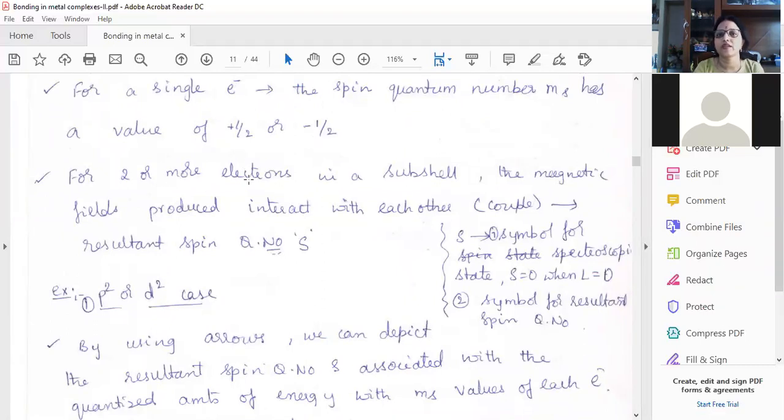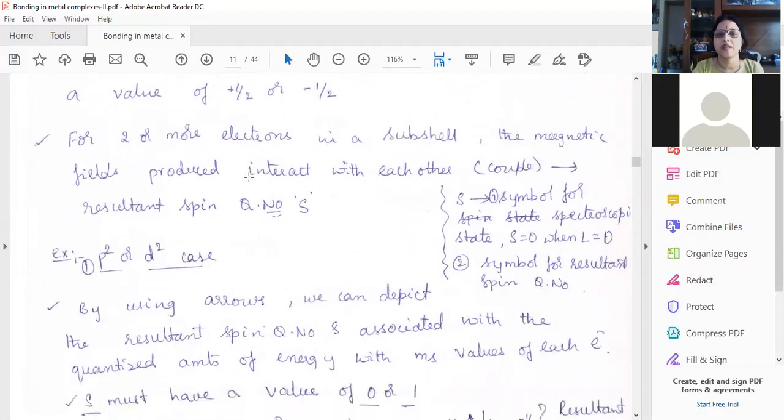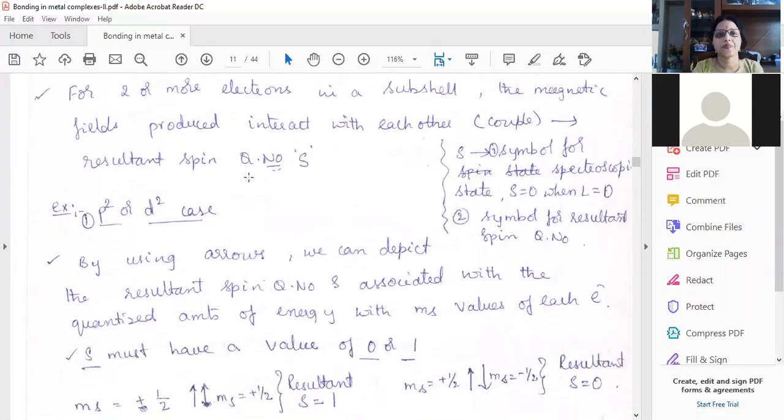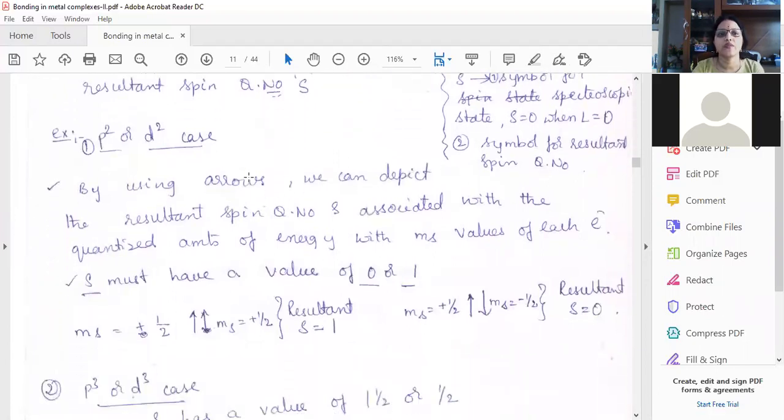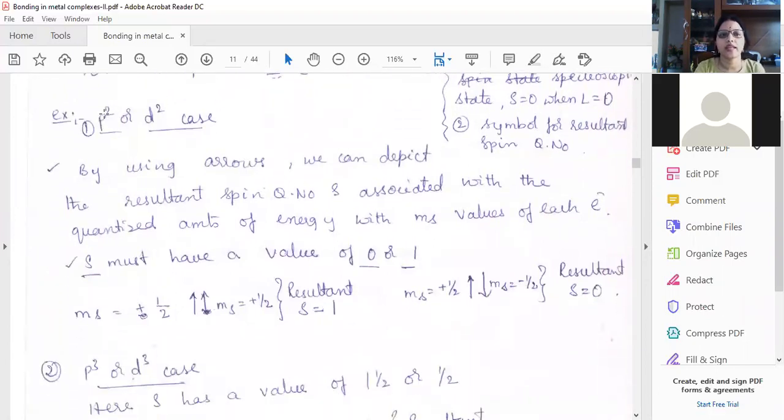If two or more electrons are there, you should couple the spins of those electrons, like you have coupled the orbital angular momentum. Similarly, you have to couple the spin angular momentum. So for P2, that is when two electrons are there, I can do two ways. That is both of them spinning in the same direction, so I have plus half and plus half. So the resultant will be the capital S, that is equal to 1. If it is in the opposite direction, I will have the value as 0.